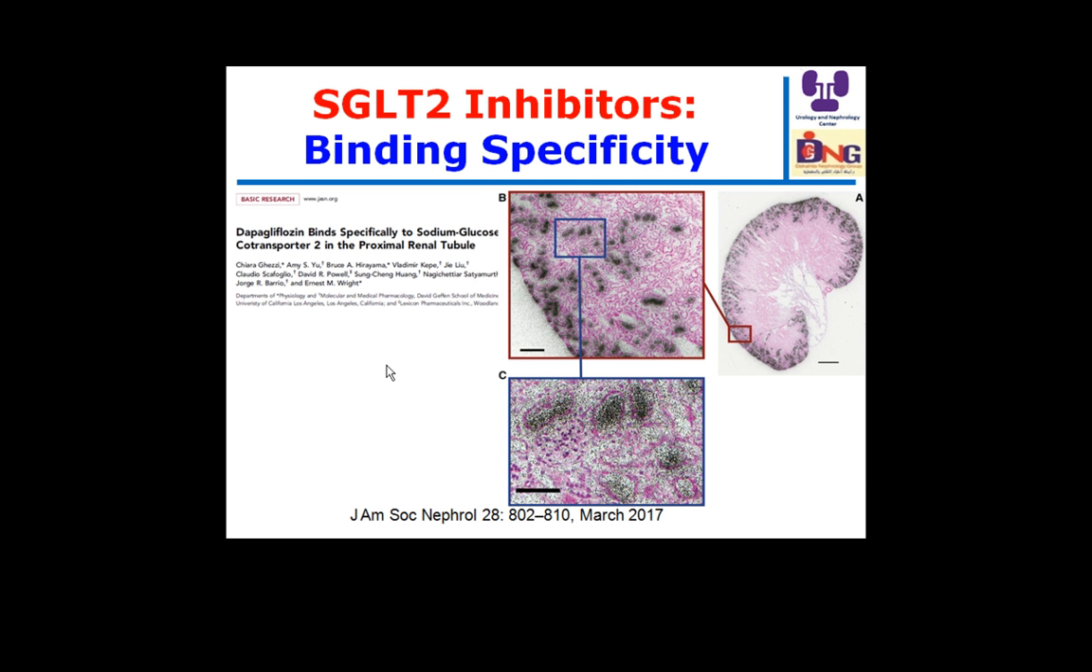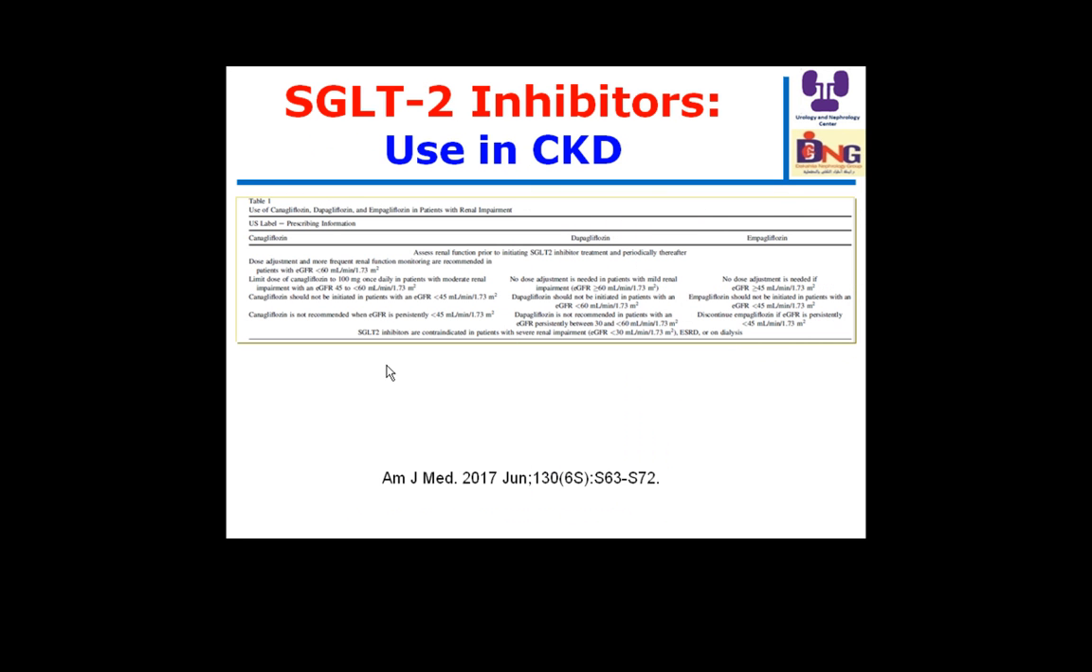And this is the histological view showing that the sodium glucose cotransporter 2 inhibitors act within the proximal convoluted tubule segments. Regarding the use, we have the prescribing information within the United States label here for the most commonly used three drugs, canagliflozin, dapagliflozin, and empagliflozin. Before using them, we should assess renal function prior to initiating sodium glucose cotransporter 2 inhibitor treatment, and periodically thereafter.